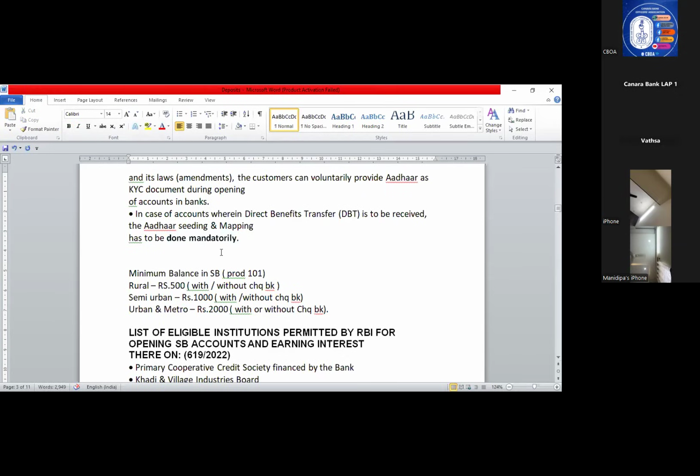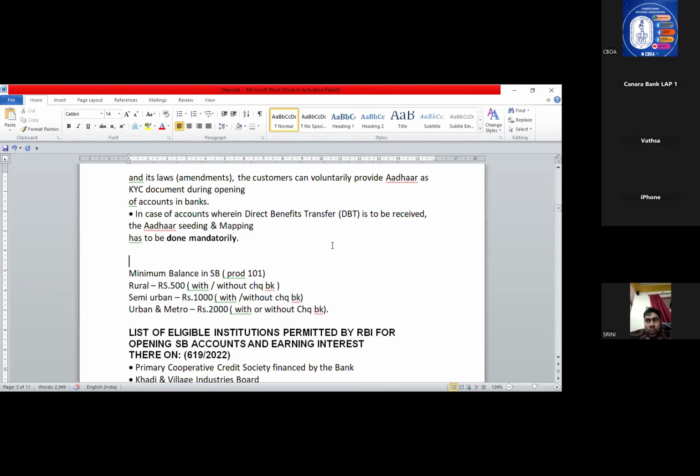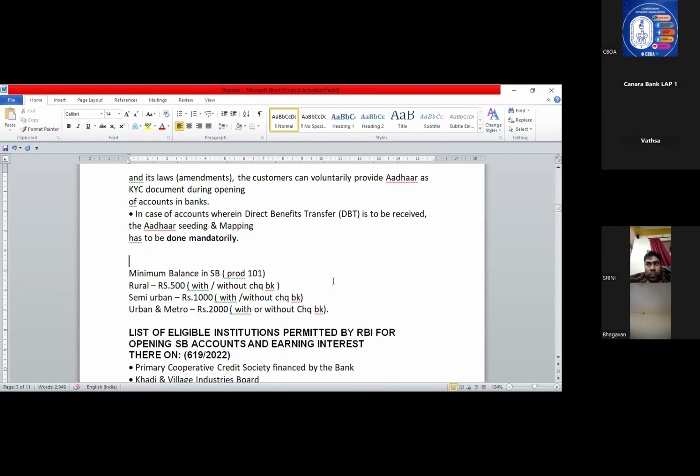It should be done mandatorily. If the Aadhaar is not linked to the account number, any subsidy from the government will not be credited. If any customer wants the subsidy to be credited in their account, then the Aadhaar should be linked to that account. See, another thing I'll tell you, a person may open an account in our branch. The account will be linked with the Aadhaar.